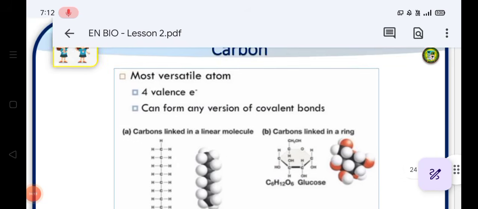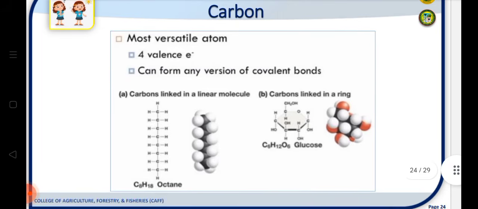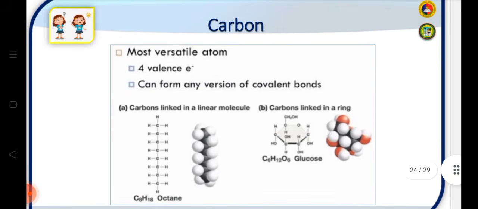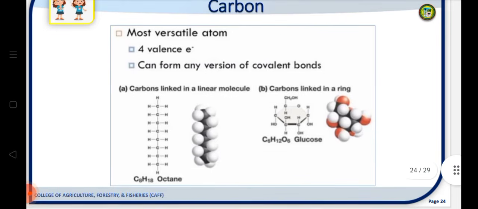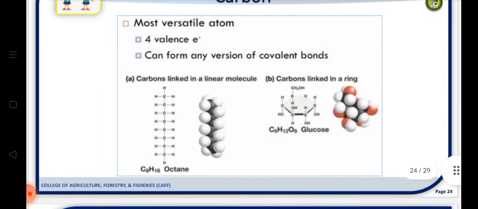Carbon is the most versatile atom and also the most special element in organic chemistry. So we have also learned in organic chemistry that carbon has 4 valence electrons. It can form any version of covalent bonds. So carbons can link in a linear molecule like octane. Okay, so octane is an alkane, right? So that is what we discussed in organic chemistry.